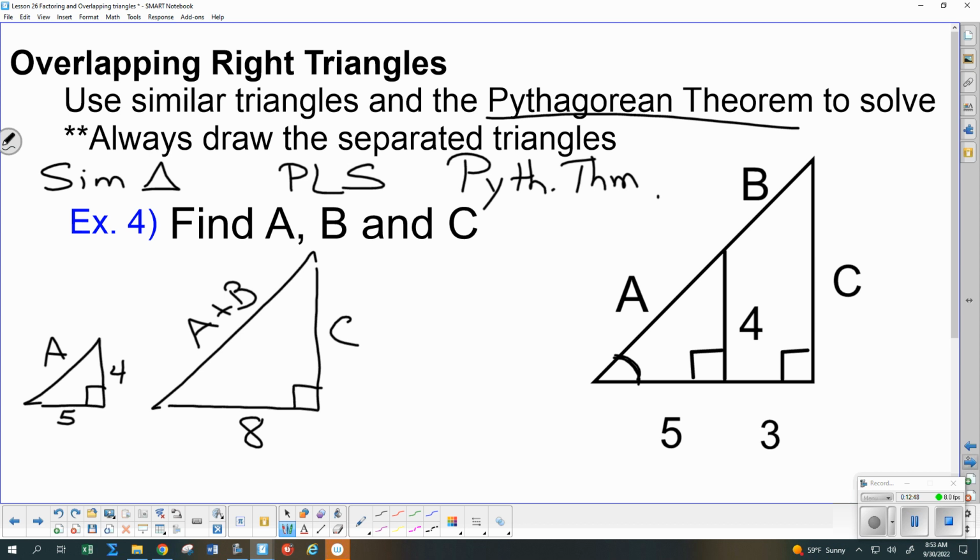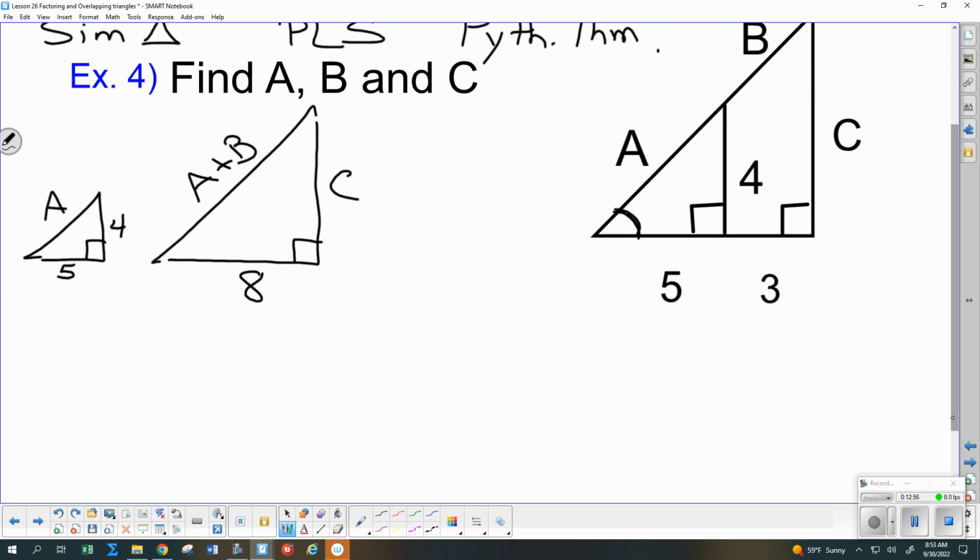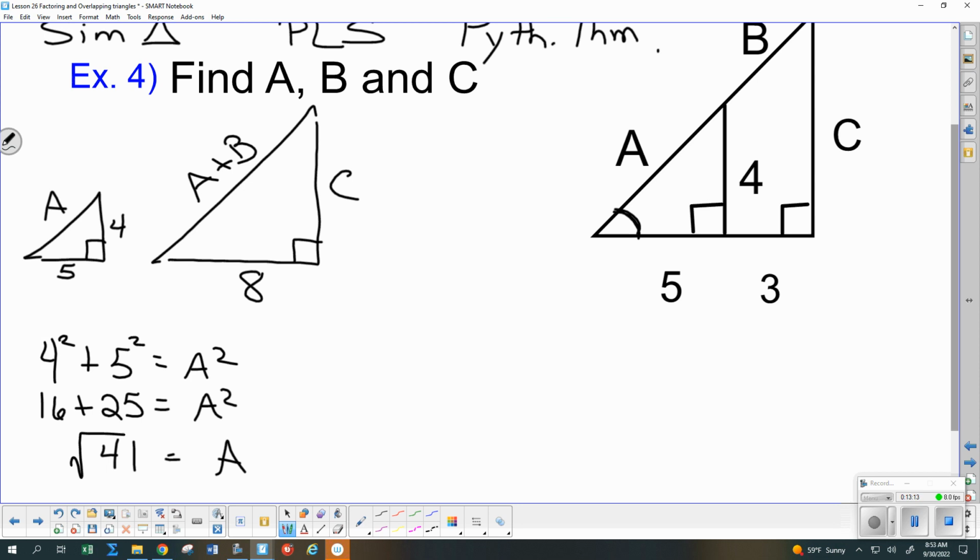Ayla? That sounds pretty good to me. So let's get A with the Pythagorean theorem. So we can say 4 squared plus 5 squared is A squared. So 16 plus 25, is that 41? Is A squared. So if I take the square root of that, A needs to be the positive square root of 41.